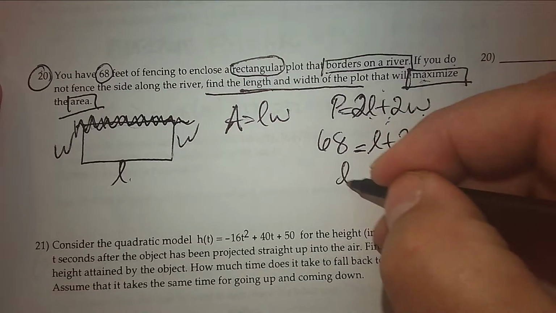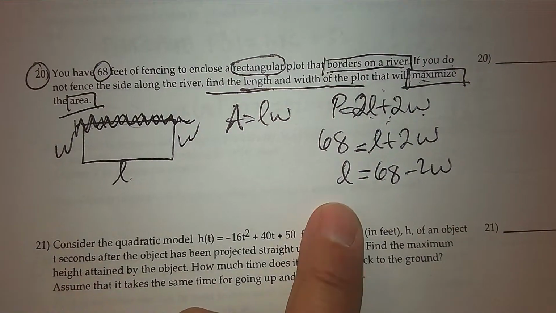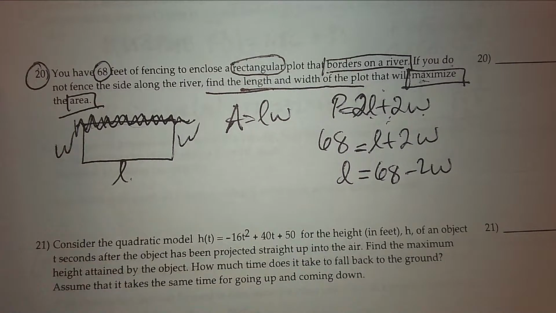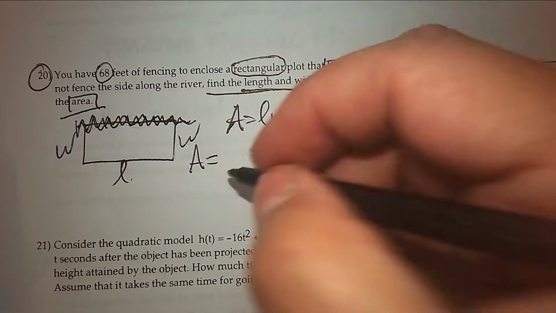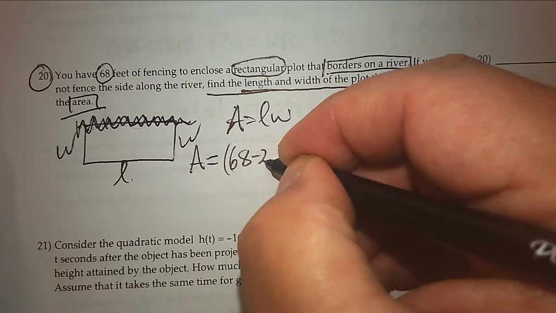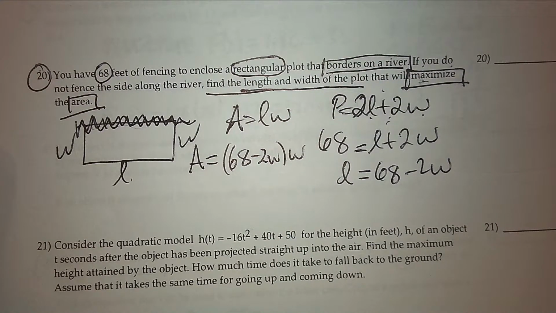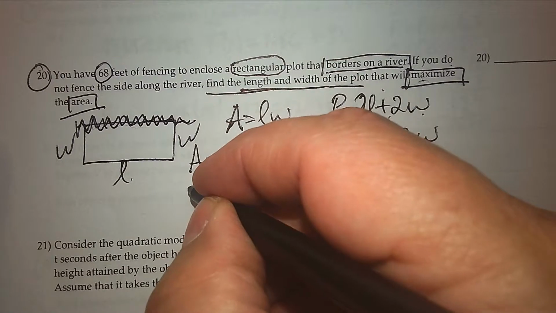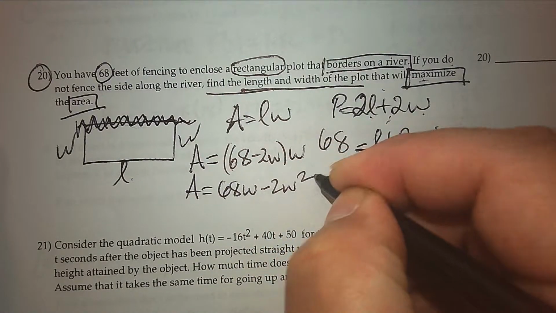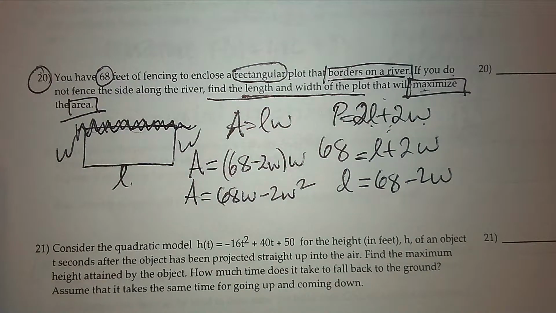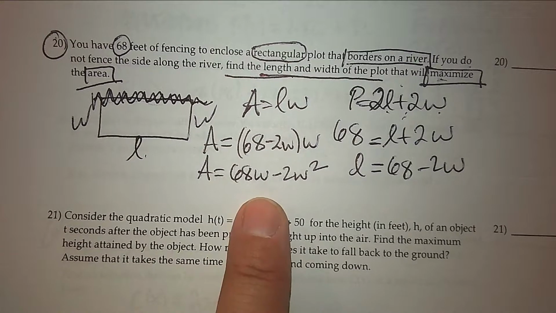So if I solve for L, I would subtract 2W, right, to get L by itself. Then when I go back to the area, where there's an L, what can I put in? 68 subtract 2W. And then when I distribute, I would get 68W minus 2W squared. So if I want to know, like if the width was 1, that would give me the area, or 2 or 3 or 4 or 5 or 10.